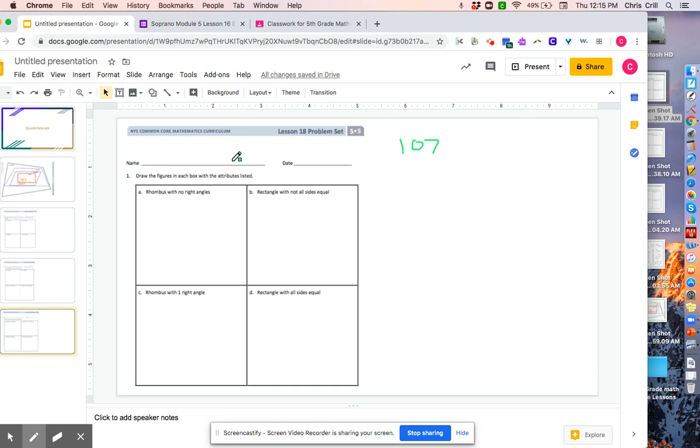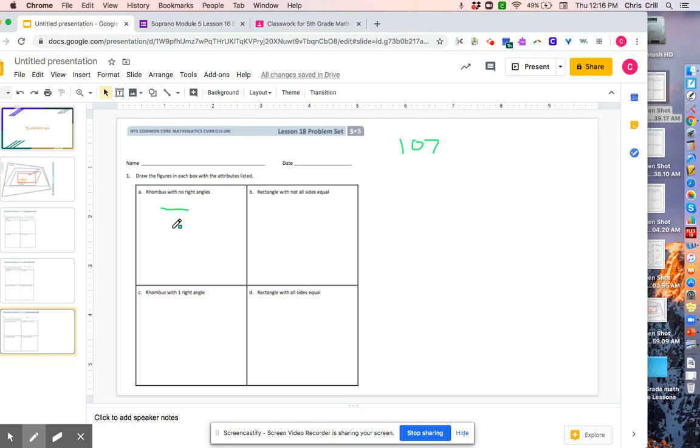We'll be drawing quadrilaterals. And this time we're going to draw a rhombus with no right angles. So if we recall, yesterday we learned that a rhombus is a parallelogram, but it's a parallelogram with equal sides. So parallelograms have two pair of parallel sides. So I need to draw two pair of parallel sides. And because it's a rhombus, they have to be equal, and they may not have any right angles.